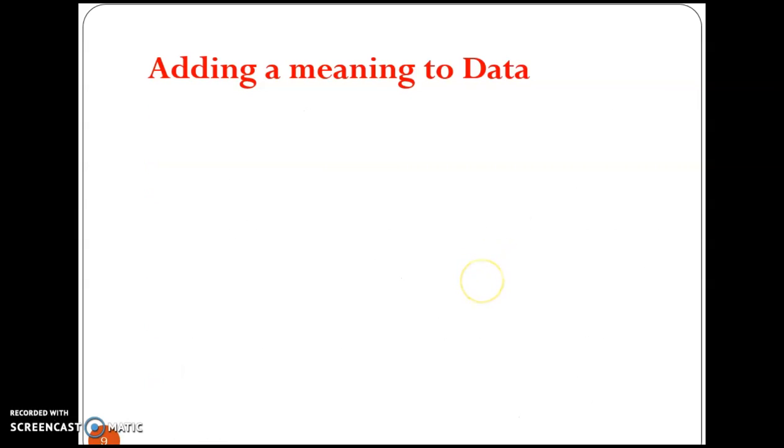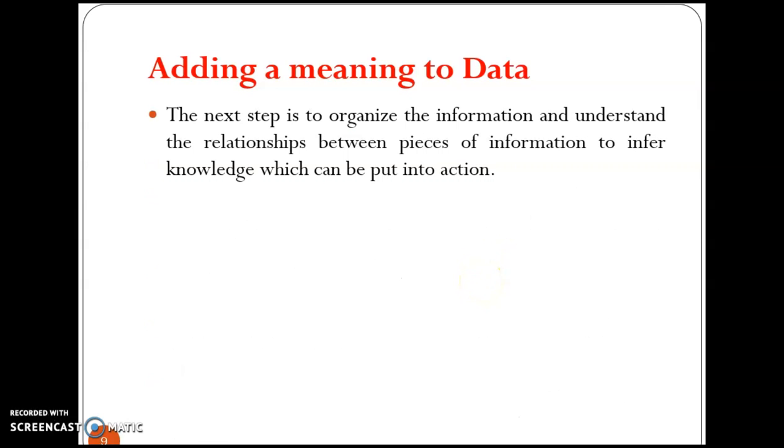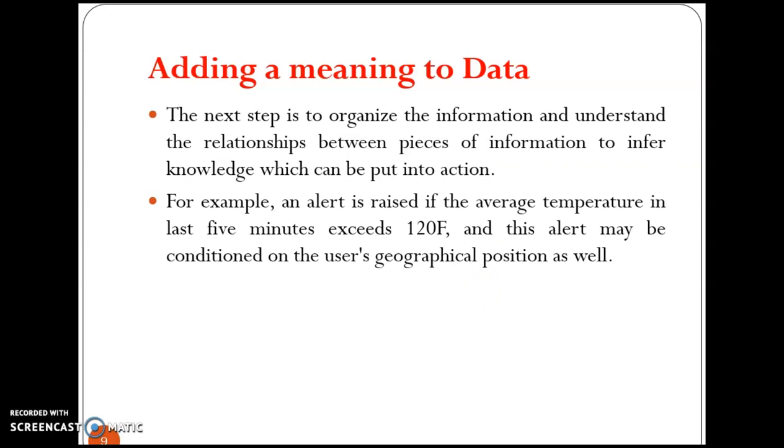Now what action can we initiate by observing this kind of data, which is the average for the last 5 minutes? The next step is to organize the information to understand the relation between these pieces of information. We can definitely go on adding some more features. By analyzing the data, we can add features like giving an alert at a specific average temperature.